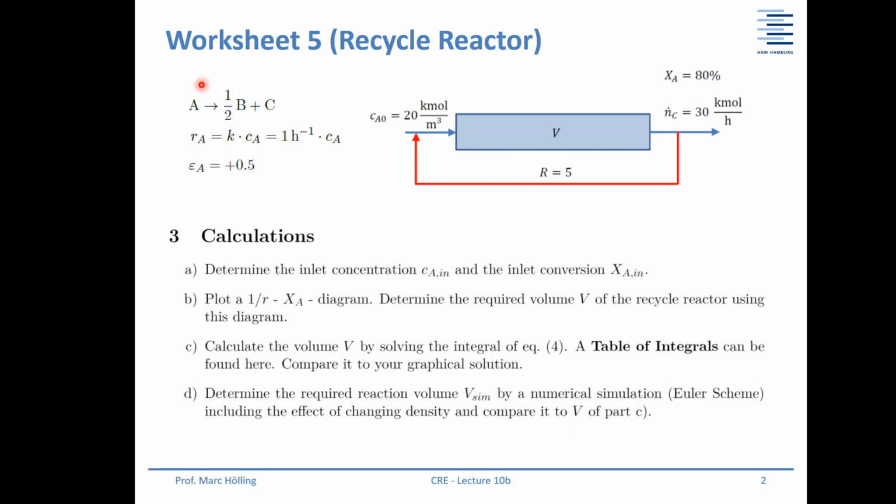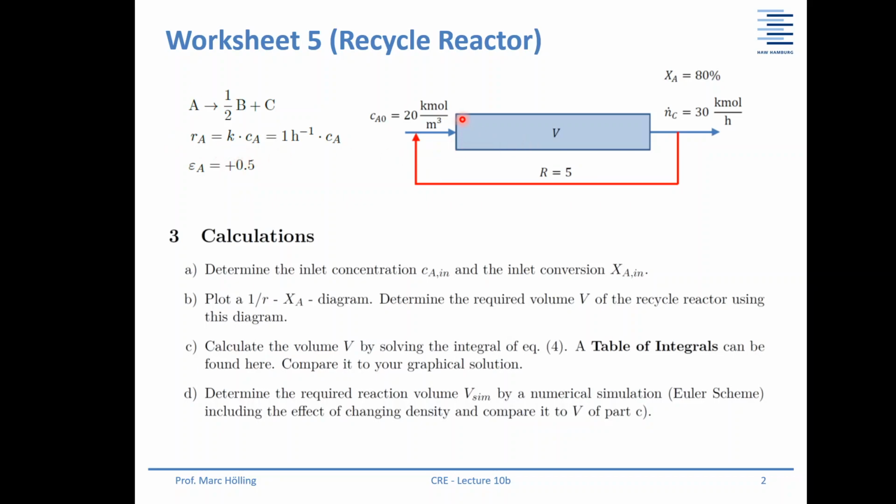So we had the reaction that you already know from the continuously stirred tank reactor and the plug flow reactor. So A reacts to half B and C. It's a very simple first order reaction, so it's just the rate constant times the concentration of A. And to make it even easier, it's just 1 for the rate constant. We have a change in density, so this can be taken into account by epsilon of plus 0.5.